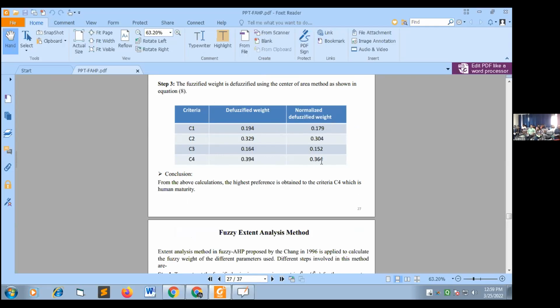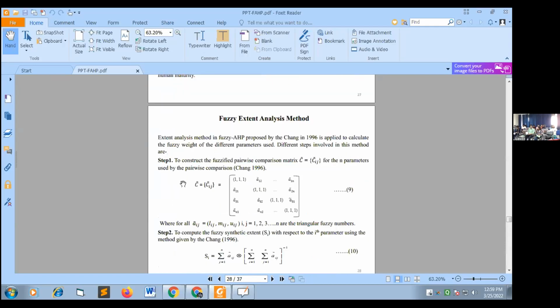36% for C4. So we are appointing the professor on the basis of our preferred criteria, which is C4 according to that weight. Similarly, another method is the fuzzy extent analysis method.